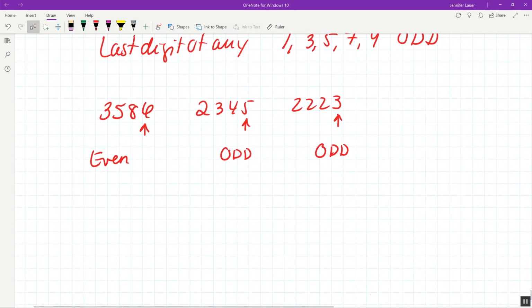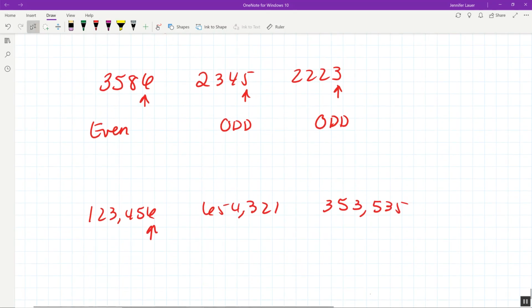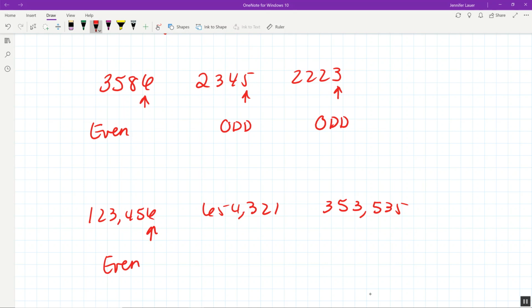Let's try one more and then we will be done. We're deciding if these are even or odd numbers. We're going to look at the last digit, that's 6, so it's an even number. This one is odd because it ends with a 1, and this one ends with a 5, so it's odd as well. And that is even and odd numbers.